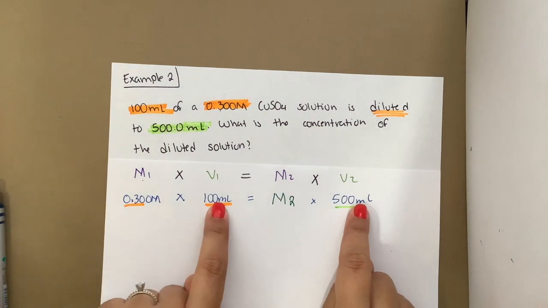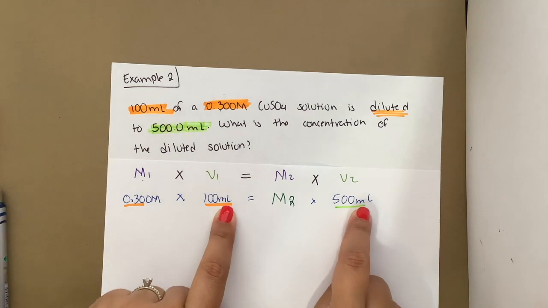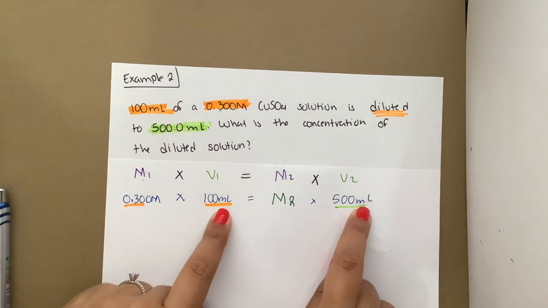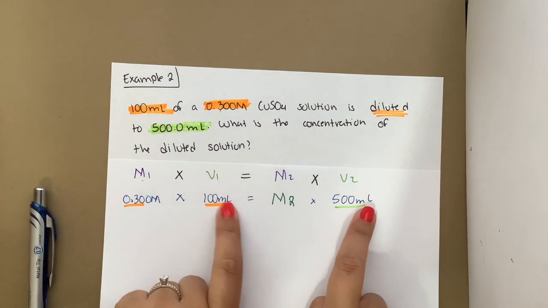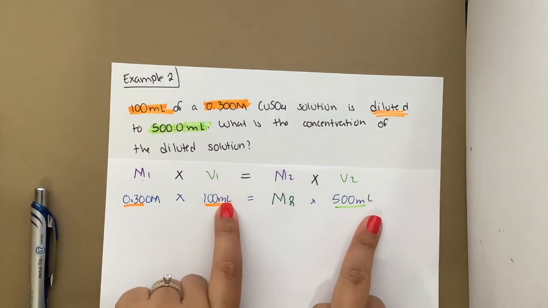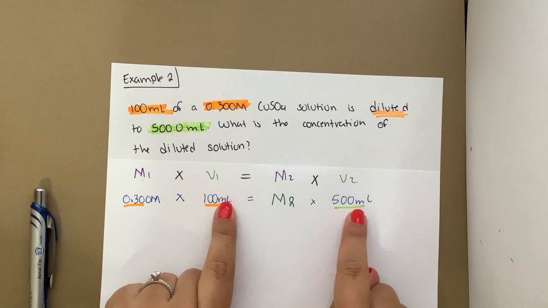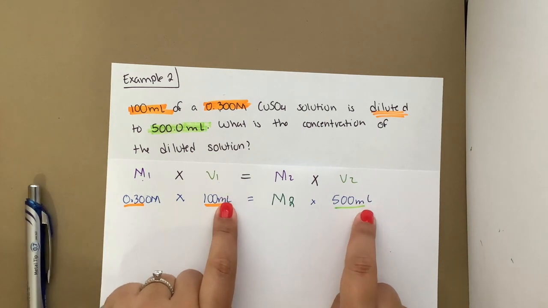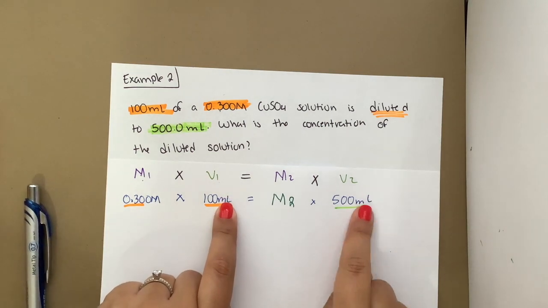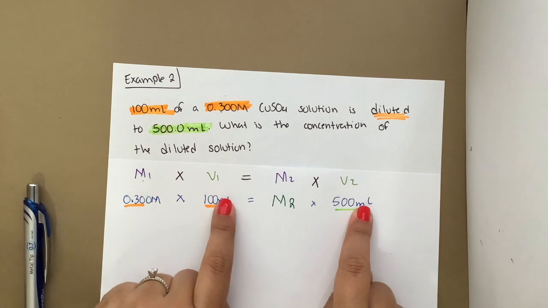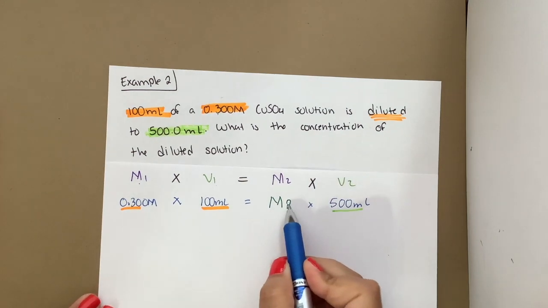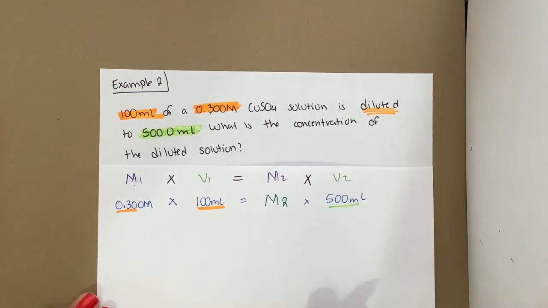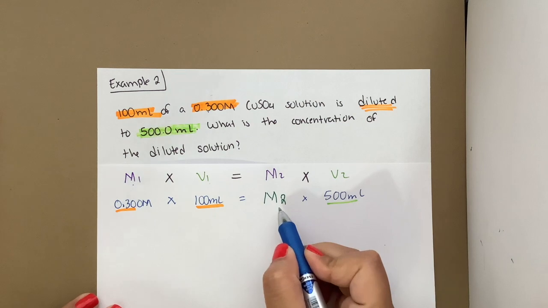Okay, so notice how my volumes both have the same unit. I do not have to convert it into liters like I did when I was trying to figure out molarity. I could leave them like this because essentially they're going to cancel each other out. So as long as they're the same unit, I do not have to switch them. Let's say this was liters and this was milliliters, then I would have to change them either to both liters or both milliliters. Okay, so now to solve for M2, for my final concentration, I need to isolate it.